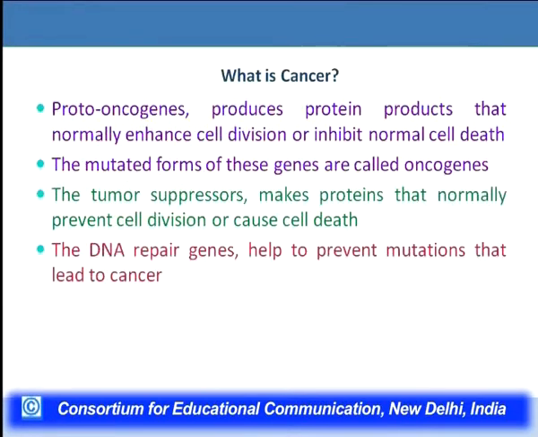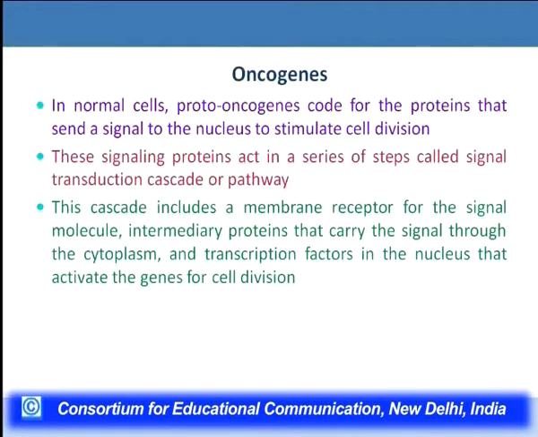Proto-oncogenes are the genes which produce protein products which normally enhance cell division or inhibit normal cell death. So, they are either enhancing cell division or inhibiting cell death. That is the function of proto-oncogenes. But when these proto-oncogenes get mutated, they form oncogenes, and these oncogenes are responsible for the development of tumors in the body of the organism. Then we have tumor suppressor genes, which make proteins that normally prevent cell division, or which cause cell death. And then we have DNA repair genes, which help to prevent mutations that can lead to cancer.